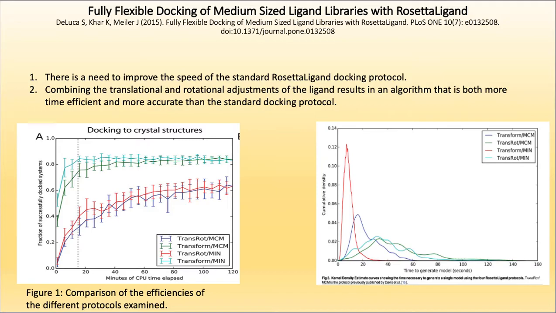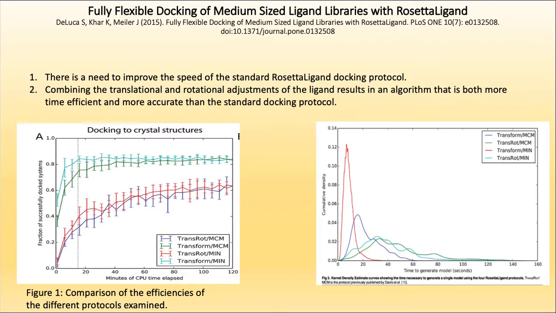And they tested this on a set of experimentally determined protein ligand structures, crystal structures. And they determined that under the old protocol, the amount of time needed to generate a model was 49 seconds, and under the new one, only 9.3 seconds. That's quite a significant difference. And it gets even better.